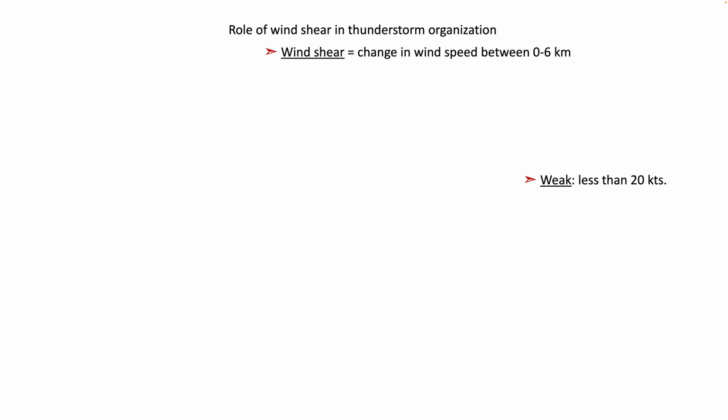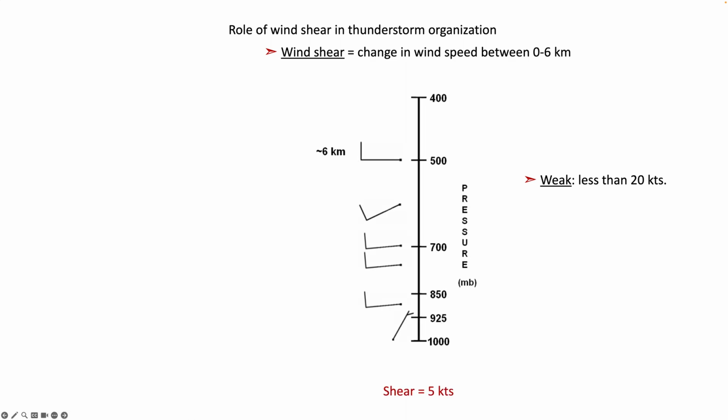Weak wind shear is defined to be wind shear that is less than 20 knots in this 0 to 6 kilometer layer. In other words, the wind does not change more than 20 knots in the 0 to 6 kilometer layer. And here's an example of weak shear. You can see at the surface, the wind speed is 5 knots, and at 500 millibars, which is about 6 kilometers up in this example, the wind speed is 10 knots. So the wind shear is actually only 5 knots. So the vertical shear is only 5 knots. So this is defined to be weak shear. Again, less than 20 knots.